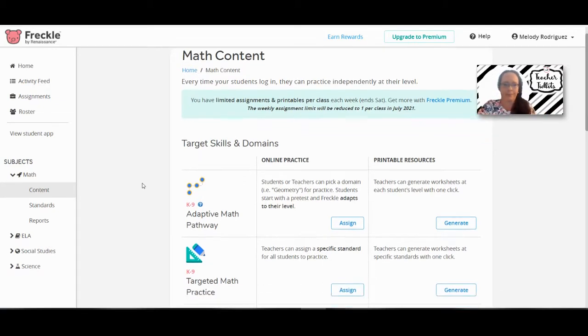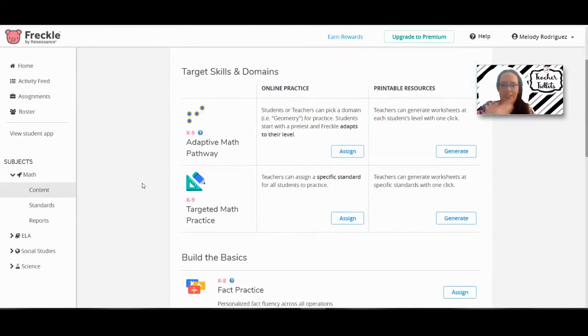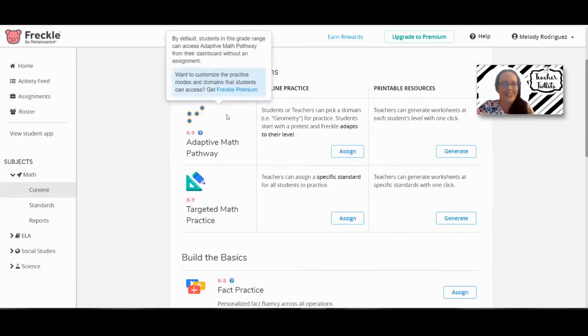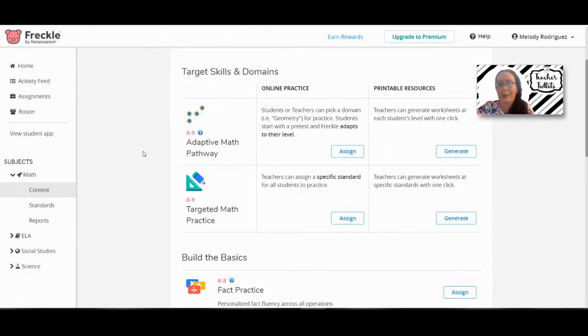So in math, what you're going to see here is the adaptive math. No matter what grade level your students are at, this is that ongoing practice I was talking about earlier. For instance, maybe you're working on fractions if you're an upper grade teacher and you're working in the domain of fractions. And you tell your students for homework or even classwork, maybe while they're waiting for a lesson with you, you want them to do some ongoing adaptive practice in the domain of fractions.